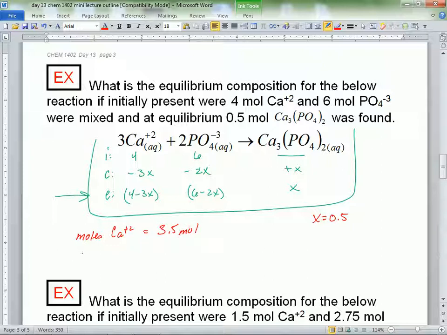So make sure that you clean up your answers. Make sure that you write something like this, like 3.5 moles of calcium, what is it, 5 moles of phosphate. Why did you get 3.5? Oh, did I do my math wrong?